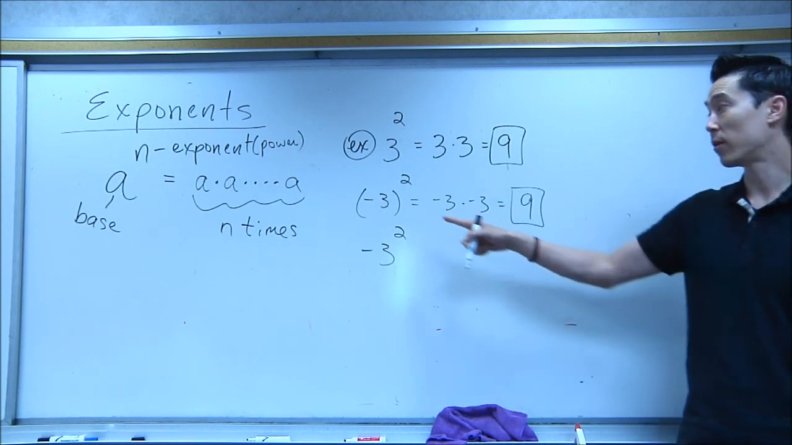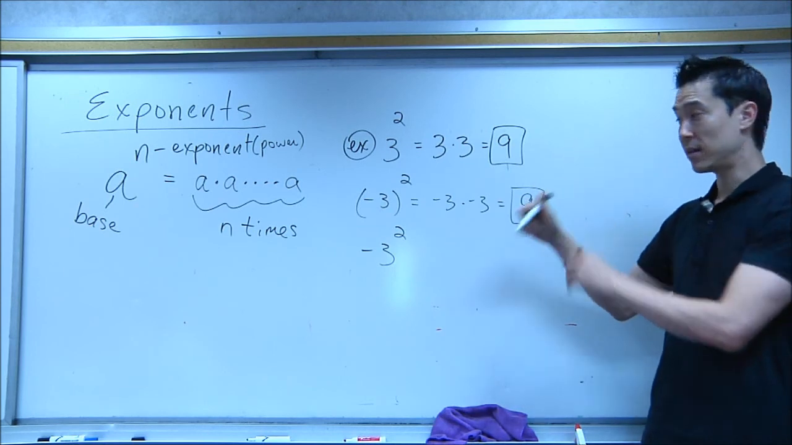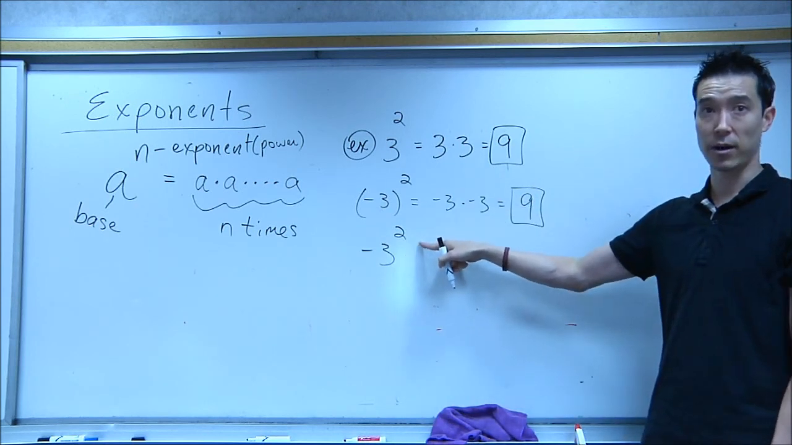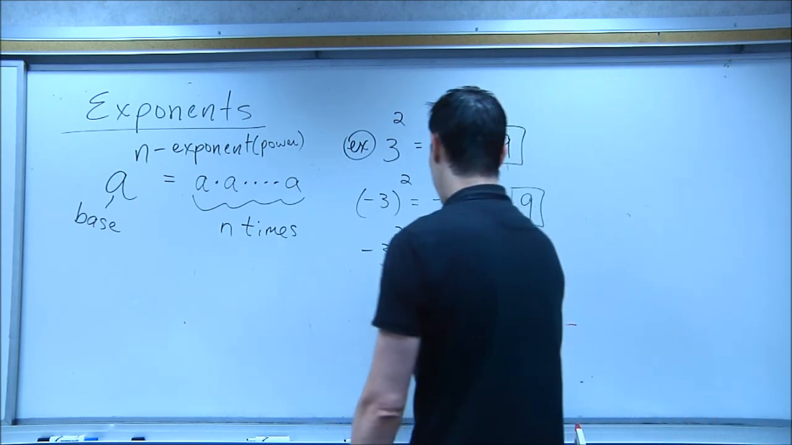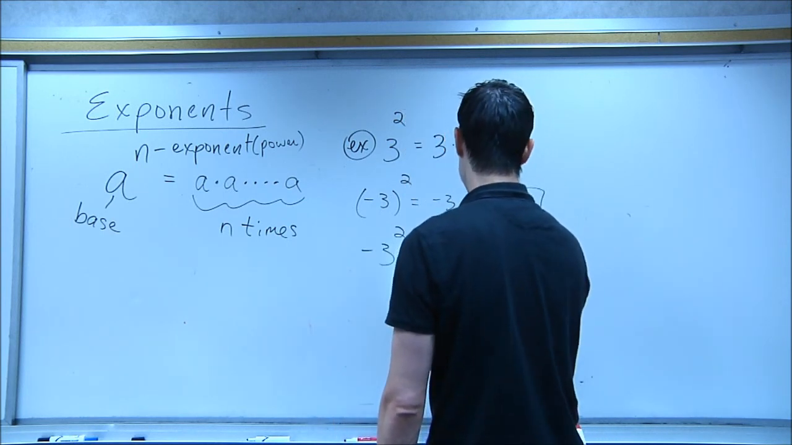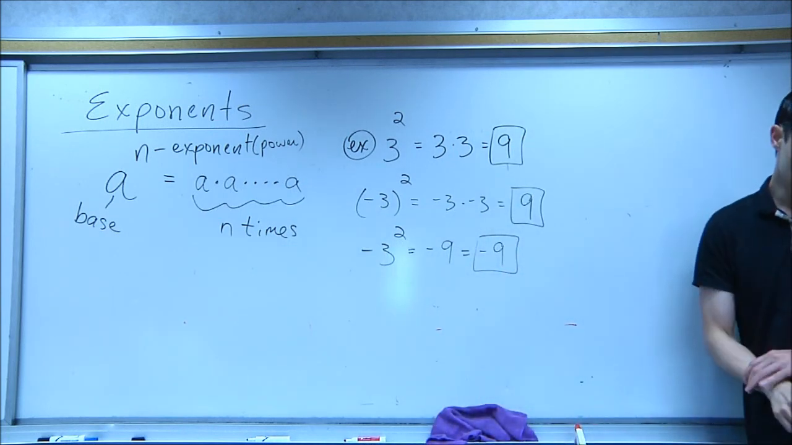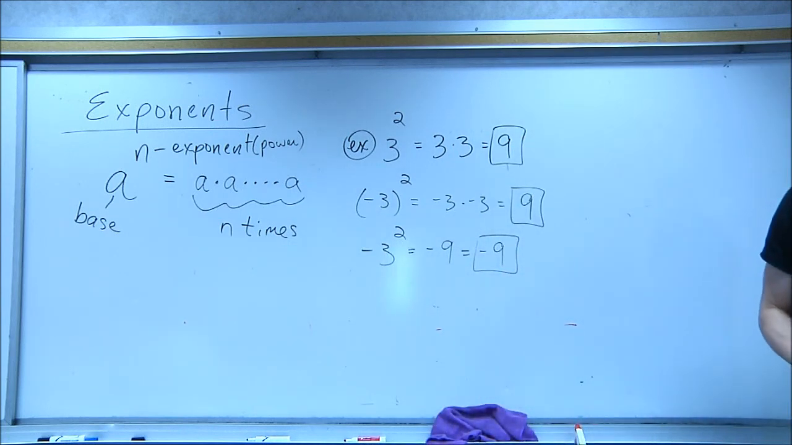Okay, so it's really important that you know the difference between, if the negative's in parentheses, it goes with it. If it's not, it doesn't. You just do the power first. Okay? So this is actually the opposite of 3 to the second, which is 9. So it's negative 9. Okay? So please star that in your notes, because that happens all the time.